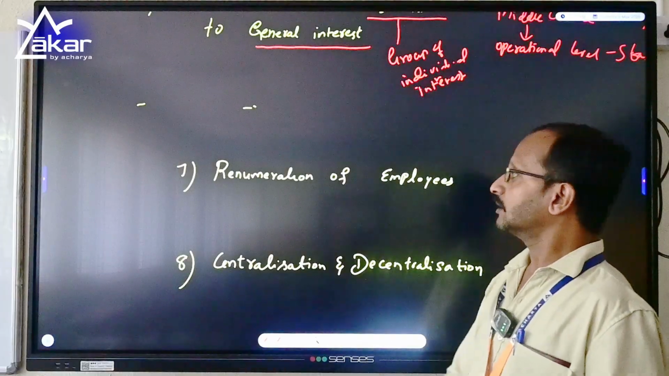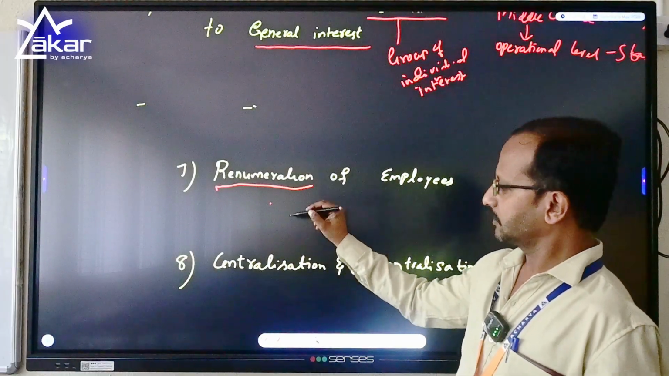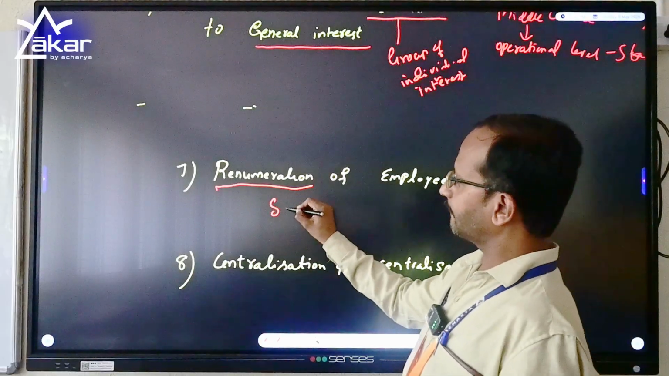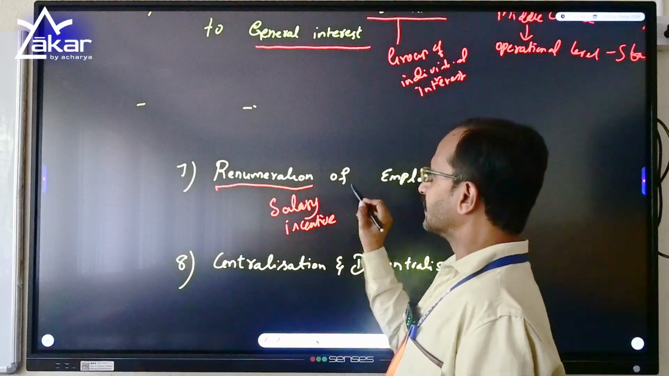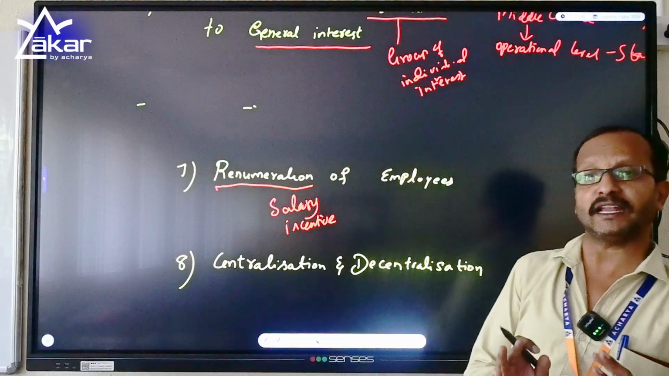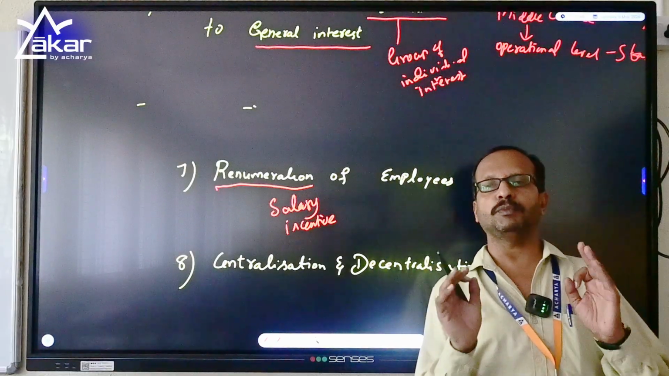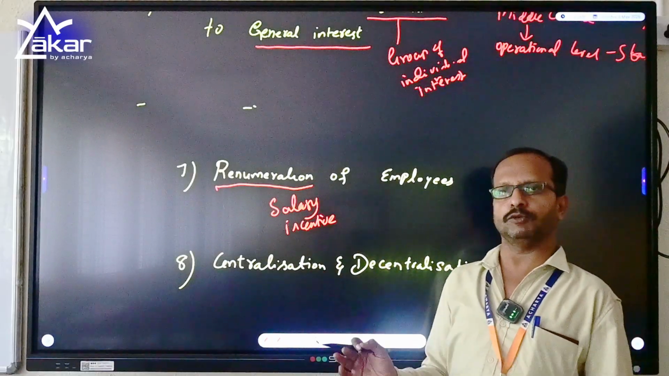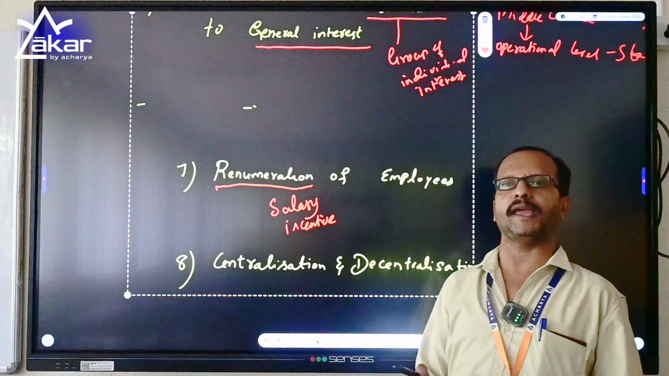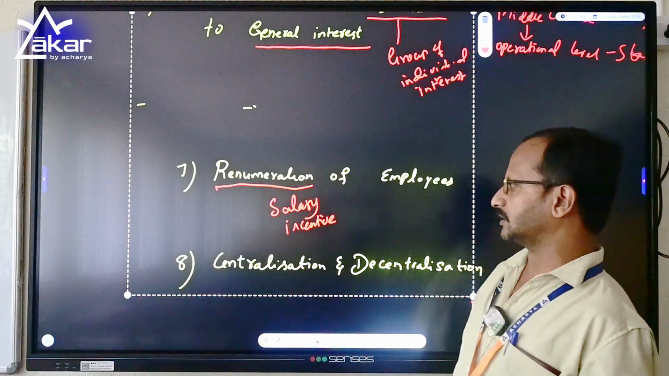Seventh one, remuneration of employees. Remuneration is nothing but the salary paid, or any other incentives given to the employees. It should be fair enough for an employee so that he will be motivated, and it should be fair to the company as well. So the remuneration given to the employees should be fair for both parties, and it should not be a problem for other things.